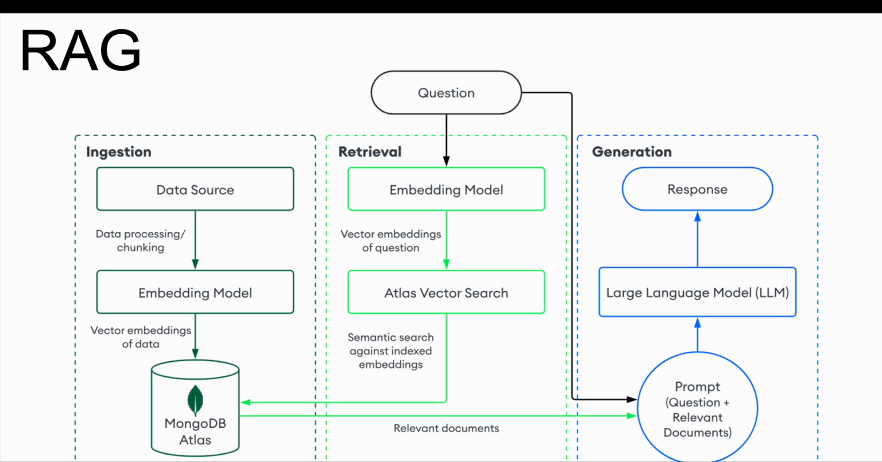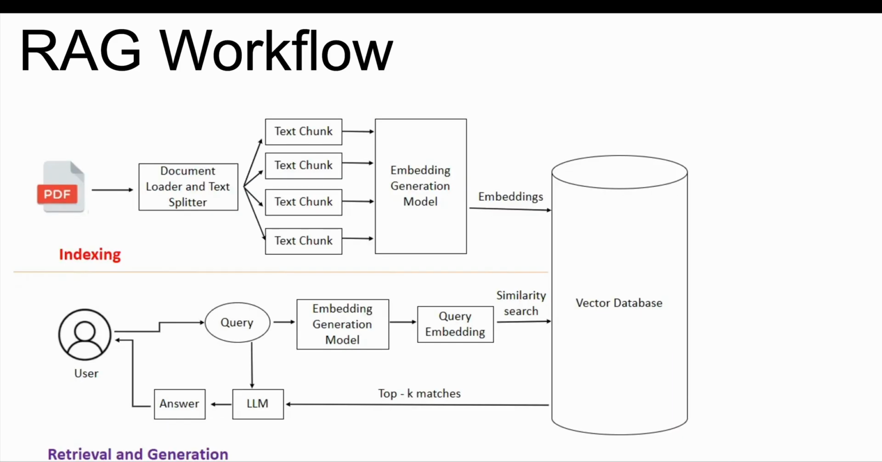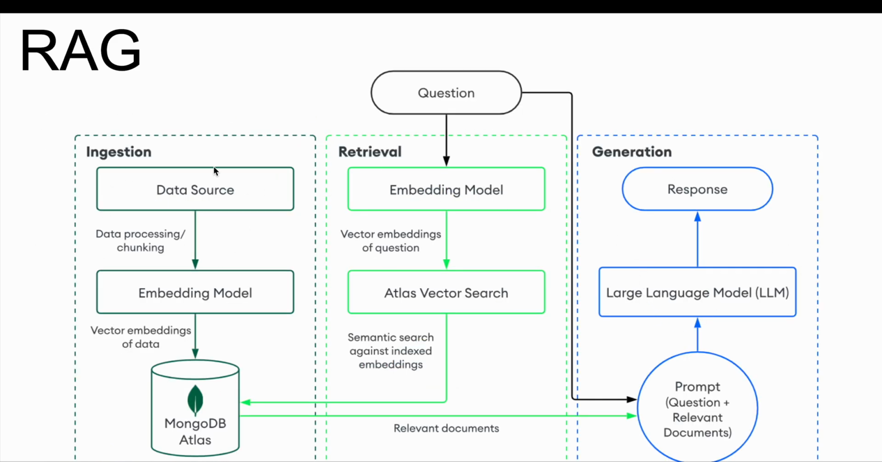Now let's take a deeper dive into the RAG workflow, and we'll try to understand it in a simpler way. Here we have a PDF document, right? The first step will be the document loader and text splitter, which will create text chunks. So let's say we have this PDF and we created four chunks for our text. Now the embedding generation model will create embedding vectors and store them in a vector database. This is known as data ingestion, right?